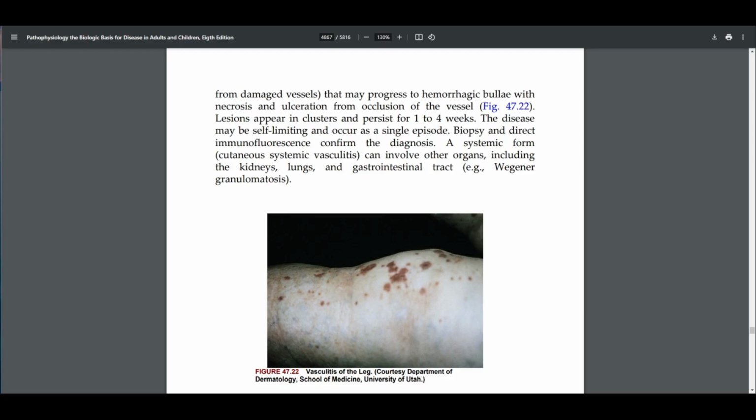Lesions appear in clusters and persist for 1 to 4 weeks. The disease may be self-limiting and occur as a single episode. Biopsy and direct immunofluorescence confirm the diagnosis. A systemic form can involve other organs, including the kidneys, lungs, and gastrointestinal tract.